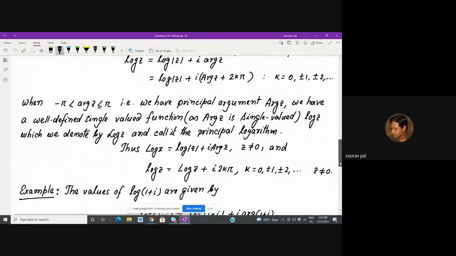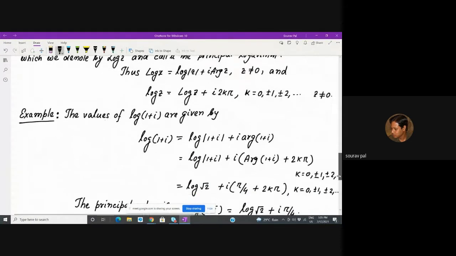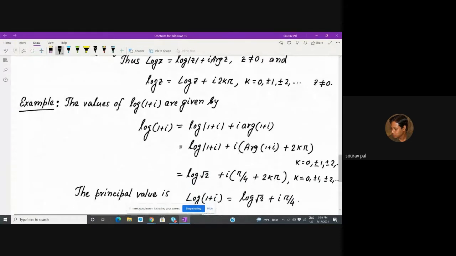So let us see a quick example. What are the values of log of 1 plus i? For example, we have chosen this z to be in particular 1 plus i. This corresponds to the point (1, 1) in the complex plane. So you just plug it into your formula. This is precisely what we have: log mod z plus i times its principal argument plus 2k pi, as we all know. And the modulus of this complex number is square root of 2.